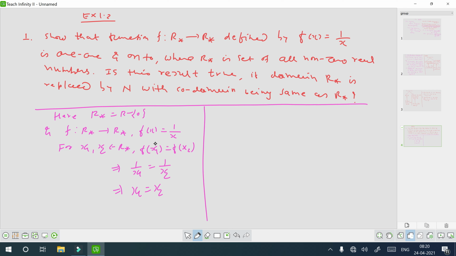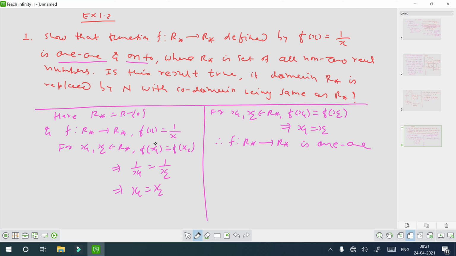So what we see? For x1, x2 belongs to R star, f of x1 is equal to f of x2 implies x1 is equal to x2, and therefore f from R star to R star is 1, 1. Clear?